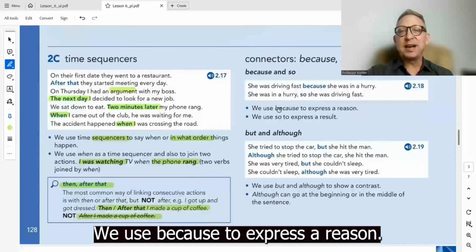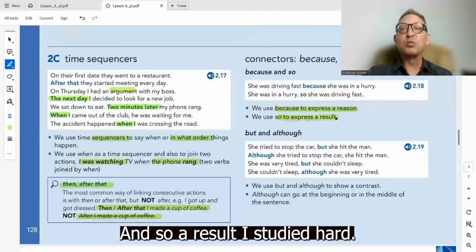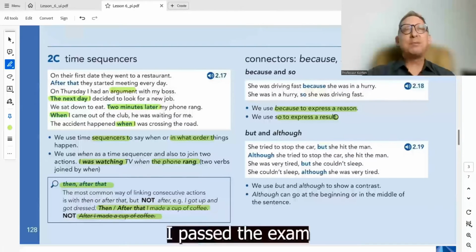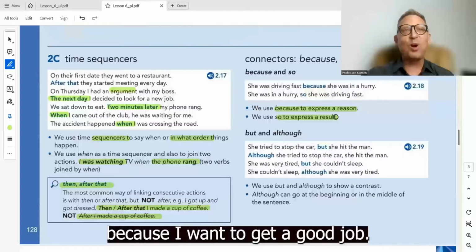We use because to express a reason and so a result. I studied hard so I could pass the exam. I passed the exam because I want to get a good job.